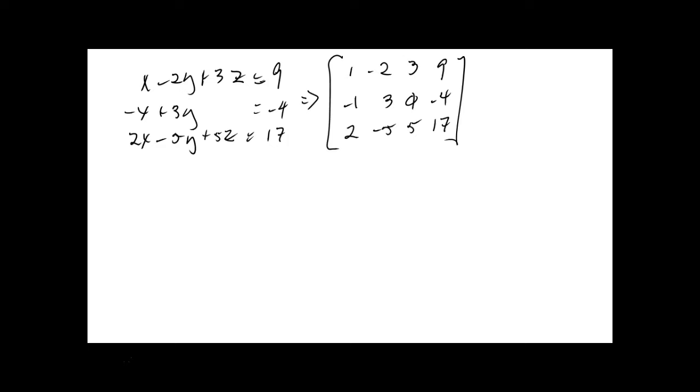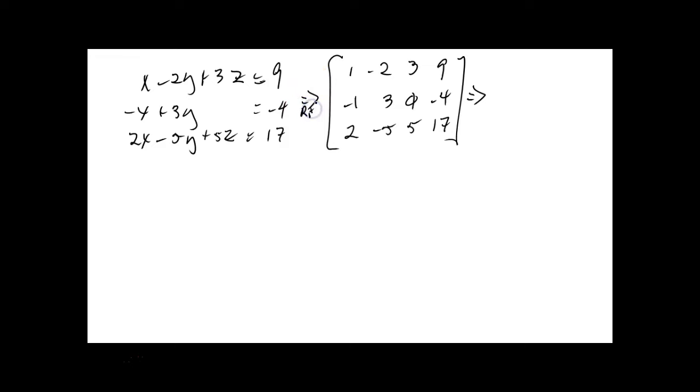Okay, first, you want a 1 in the upper left. You got it. Yay, we don't have to do a thing. Second, we want to get rid of the negative 1. In other words, we want it to become a 0. So how do we make that happen?